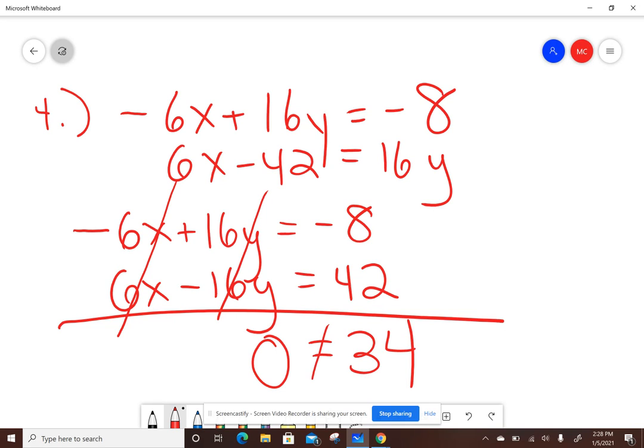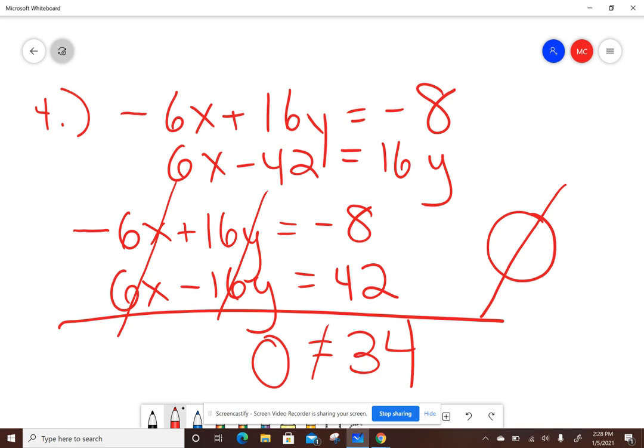Now, here, when I go to add them together, I go, uh-oh, my variable disappeared. Oh no, my variable disappeared. What happens when your variable disappears? That means you have to determine the truth value. Does 0 equal 34? And it does not, which means this is an example of no solution.